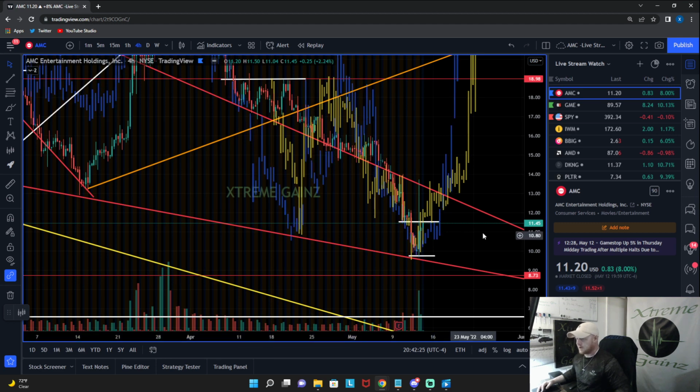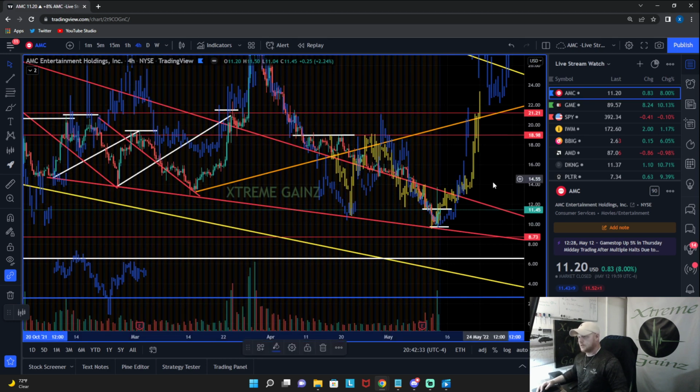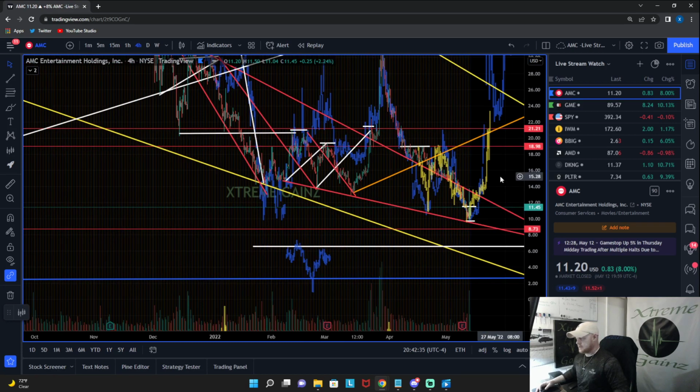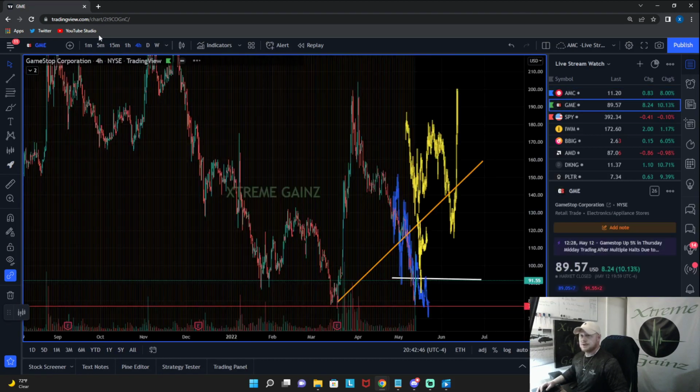No matter what that bottom is, it's just an alternative bottom. It would still, in my opinion, be a replication of sorts to the macro comparative and the initiation of that move to the upside eventually. Hopefully, fingers crossed, right? All right, so that's what I'm looking at with AMC in its entirety.